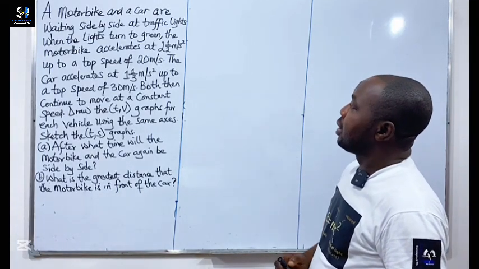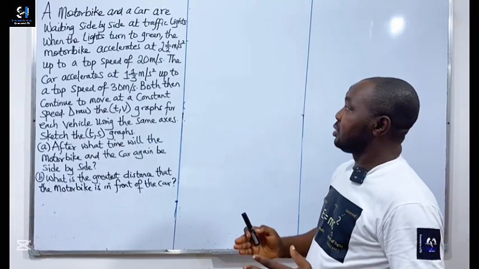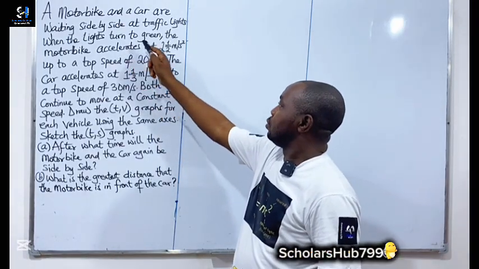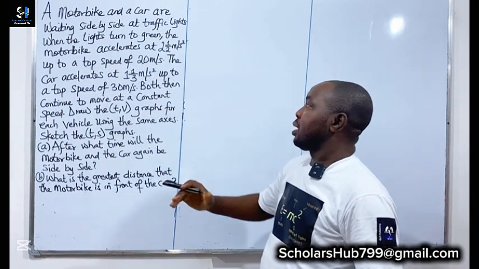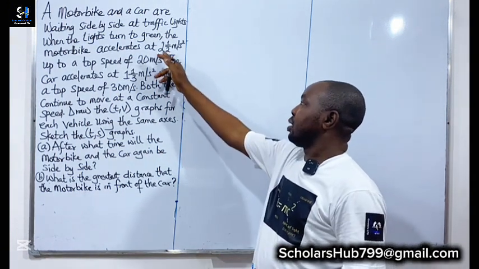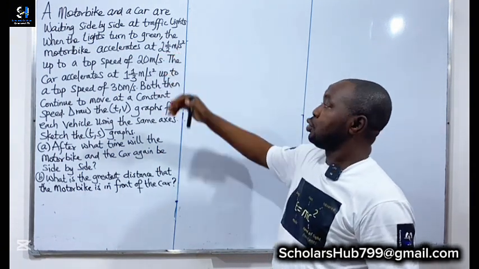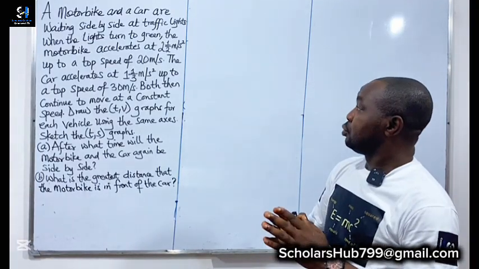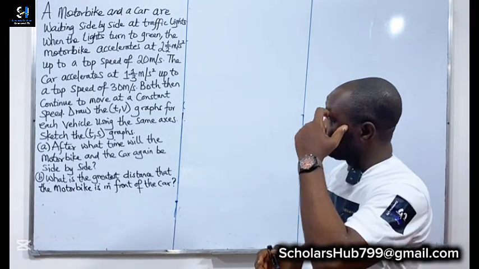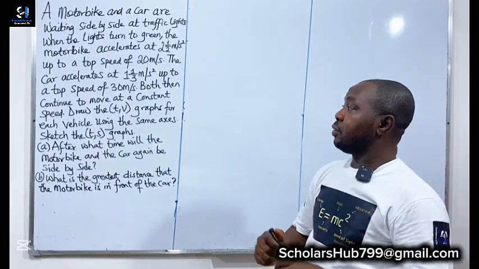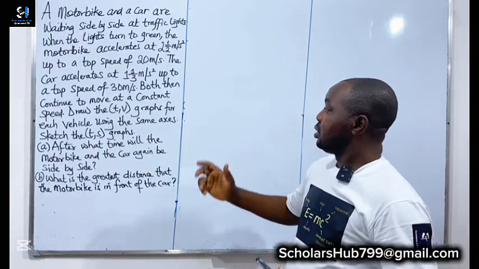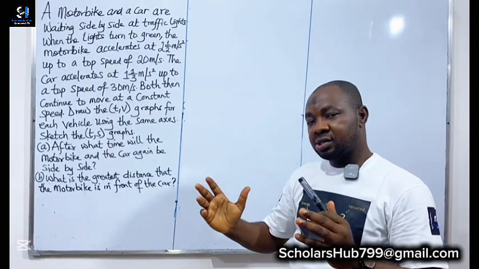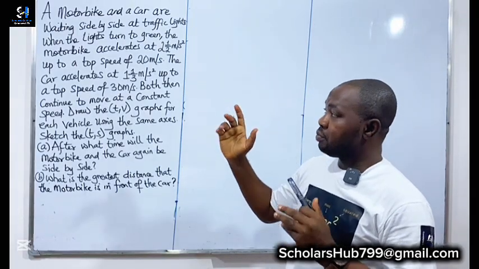A motorbike and a car are waiting side by side at traffic lights. When the light turns to green, the motorbike accelerates at 2.5 meters per second squared, which means the acceleration of the motorbike is 2.5 meters per second squared, up to a top speed of 20 meters per second. Then the car accelerates. So now we have two different cases here. The first one is the motorbike.